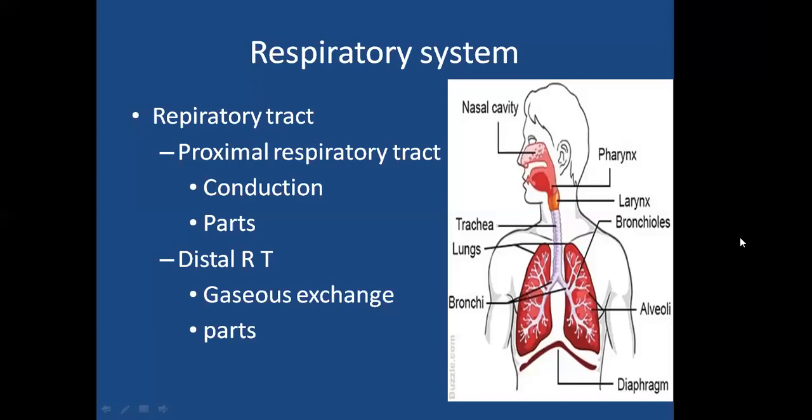The respiratory system has a proximal part and a distal part, or we can say it has the proximal respiratory tract and the distal respiratory tract. The function of the proximal respiratory tract is that it helps in conduction of air, while the distal respiratory tract helps in the gaseous exchange.